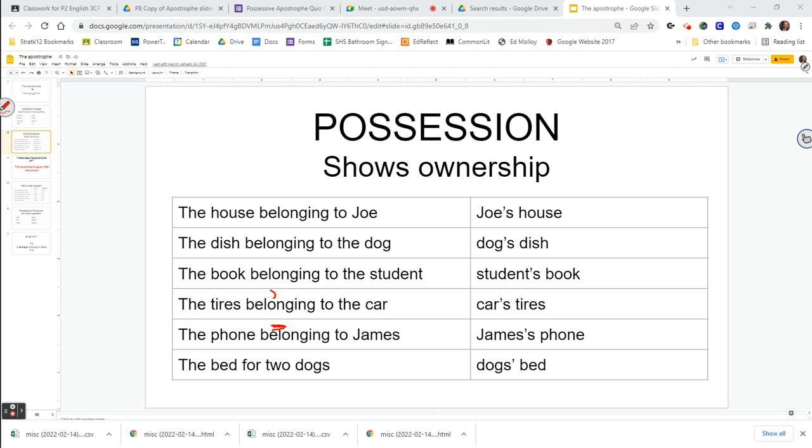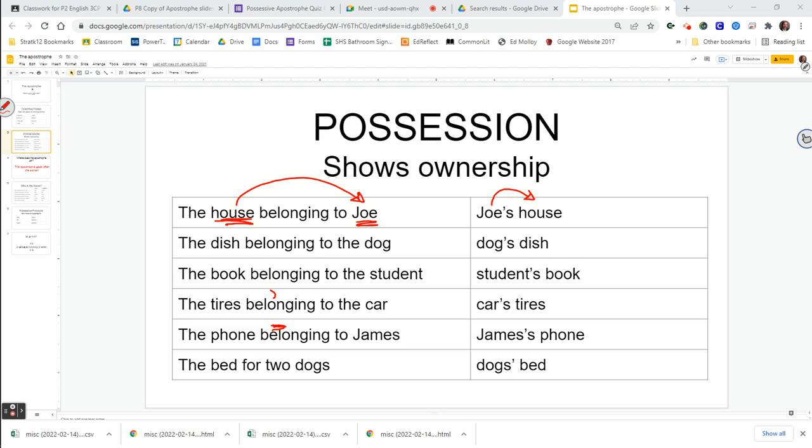The way we're going to focus on today is the use of the apostrophe to show possession. Something owns something. So if you have a house and it belongs to Joe, okay, the house belongs to Joe. So whose house is it? It's Joe's house. So the apostrophe shows that Joe owns the house. Right? The house that belongs to Joe is Joe's house.